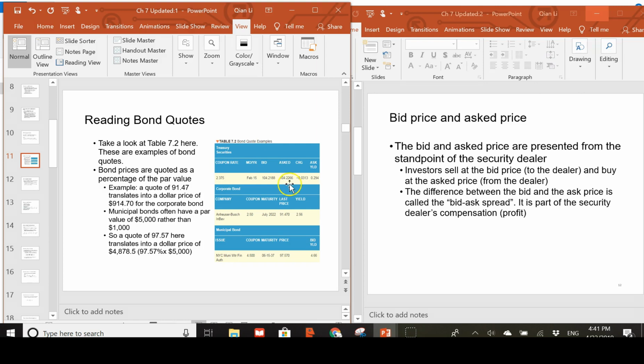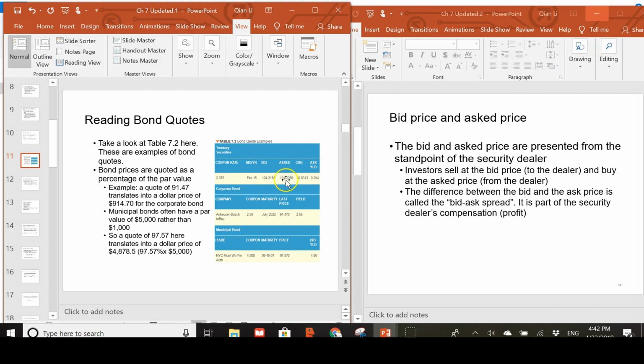Now, if you want to sell the bonds that you currently have in the market, the dealer now is bidding 104.21, 21.88. So that's the price they want to pay you. And so if you want to sell the bonds to the dealer, you will receive this price.